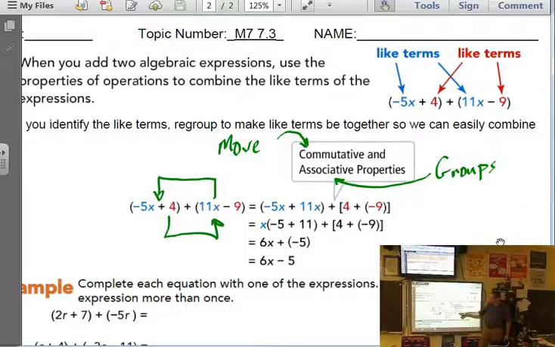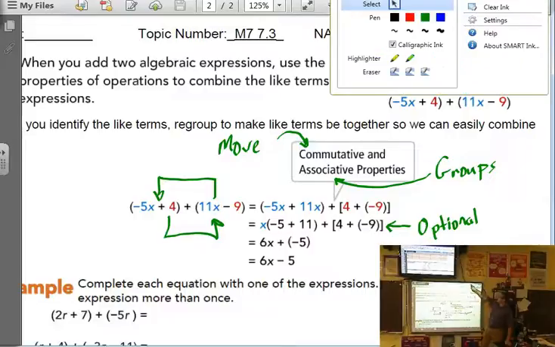Now, this step is really optional, so you can go ahead and if you want to, write optional here. Now what they've done is factored. They factored to prove why they can actually combine their like terms. Negative 5x plus 11x is really just x times the negative 5 plus the 11, because they factored out the common x. Any questions on how they factored? The x was common to both of them.